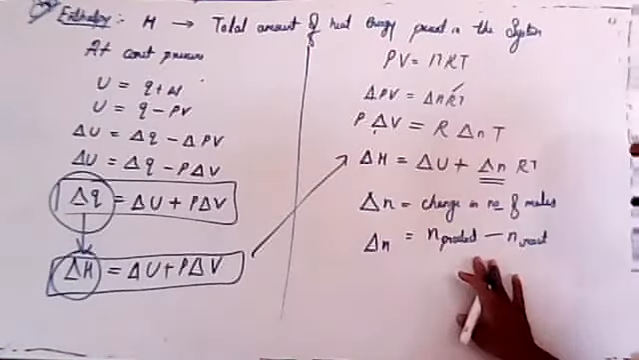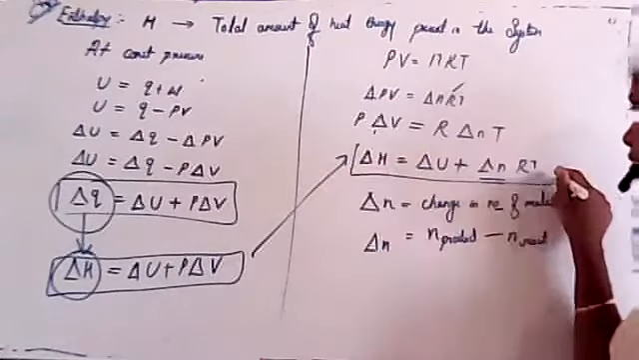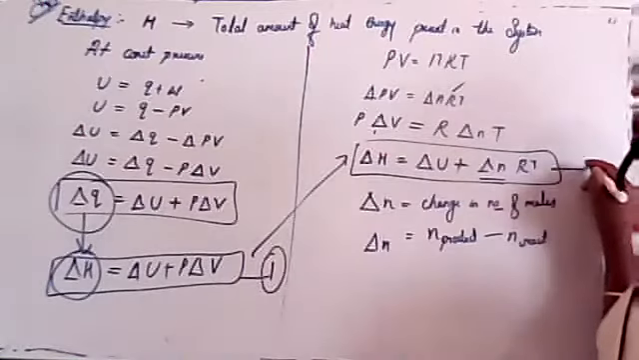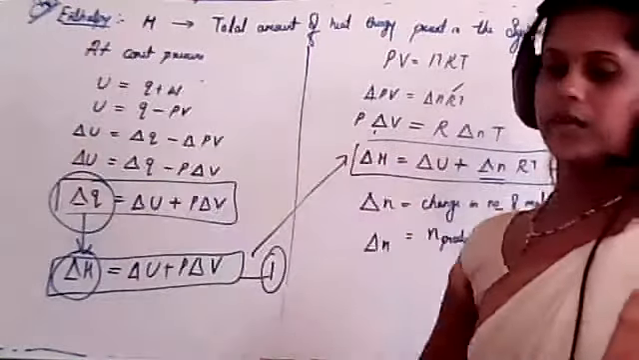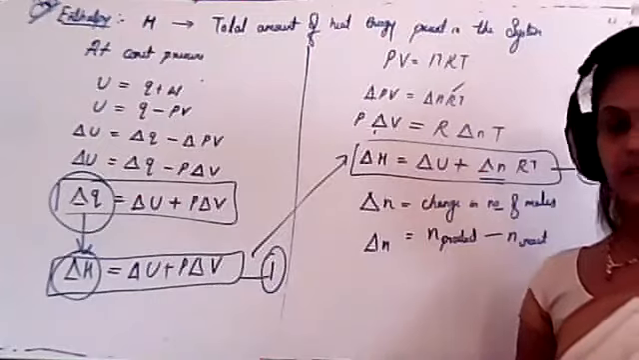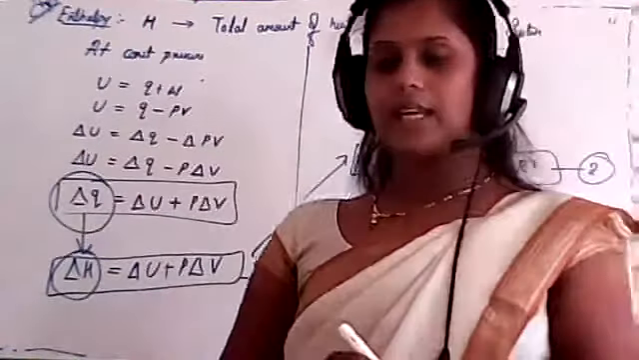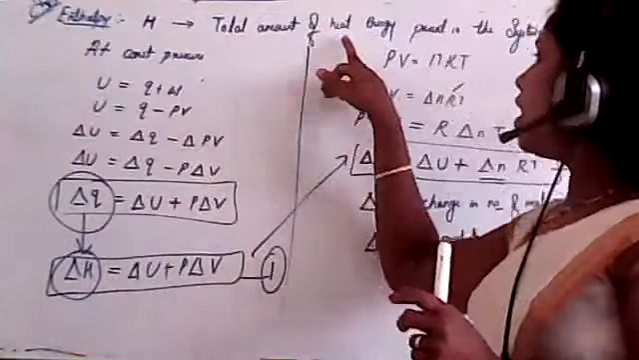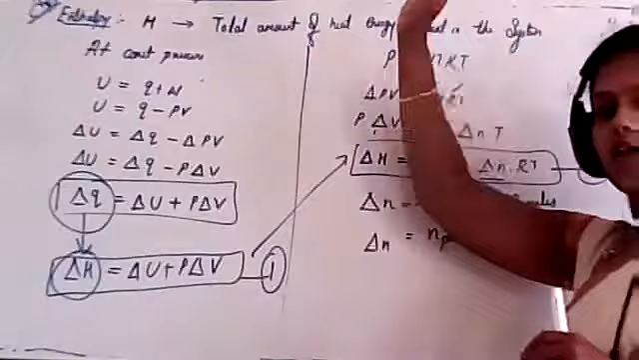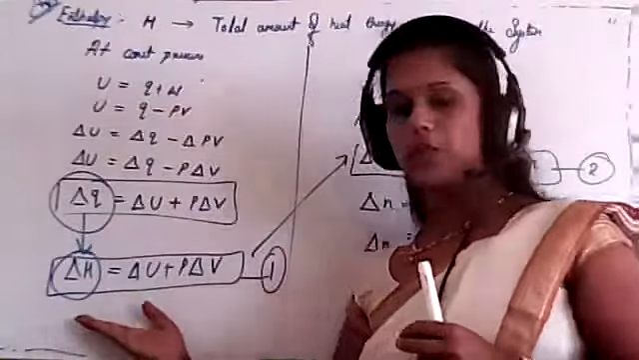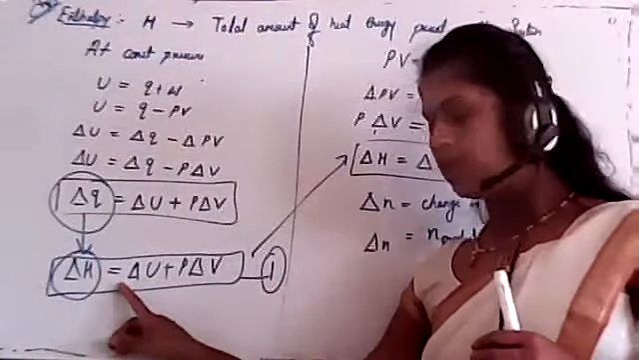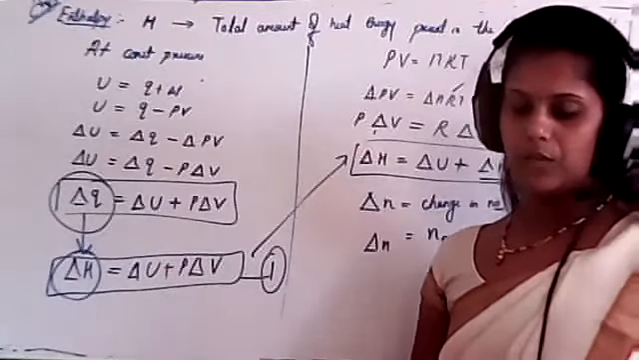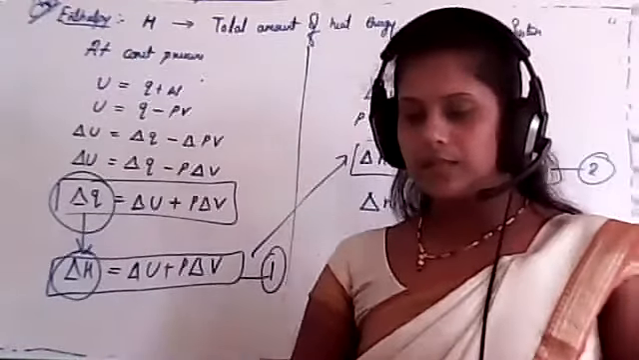So finally, you'll get this equation. Remember this equation in terms of enthalpy. If the question is what is enthalpy and write its mathematical form, you have to write: the total amount of heat energy present in the system is known as enthalpy, and the mathematical expression for enthalpy is delta H equals delta U plus P delta V. Is it clear, student?